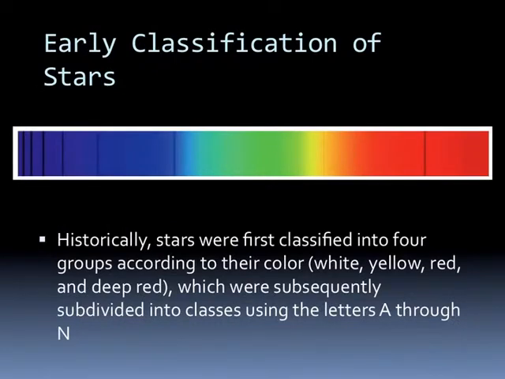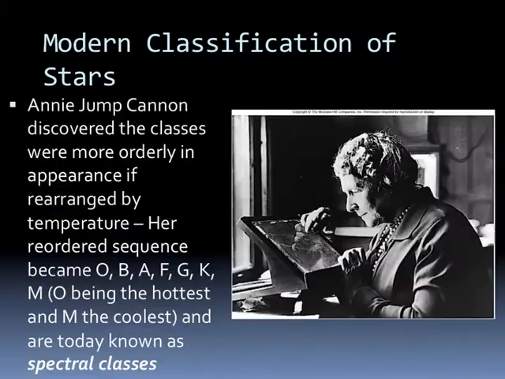Now historically, stars were classified into 4 groups according to their color: white, yellow, red, and deep red. And those were subsequently divided into classes using the letters A through N. Now Annie Jump Cannon discovered the classes were more orderly in appearance if we rearranged those by temperature, not by color. Her reordered sequence became O, B, A, F, G, K, M, with O and B being the hottest stars and M the coolest. And today these are known as spectral classes.